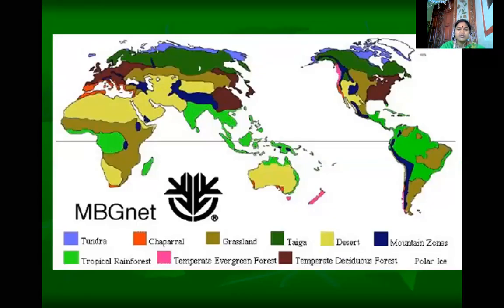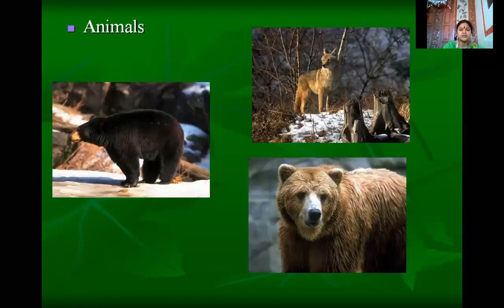This one also I have taken from the net. Look at this picture. What are all the colors which suggest different types of trees? See, green color suggests tropical rainforest. Rose color, see here, temperate evergreen forest. Then brown color, temperate deciduous forest. So these are all the animals. We could see wolves, bears, polar bears in these forests.